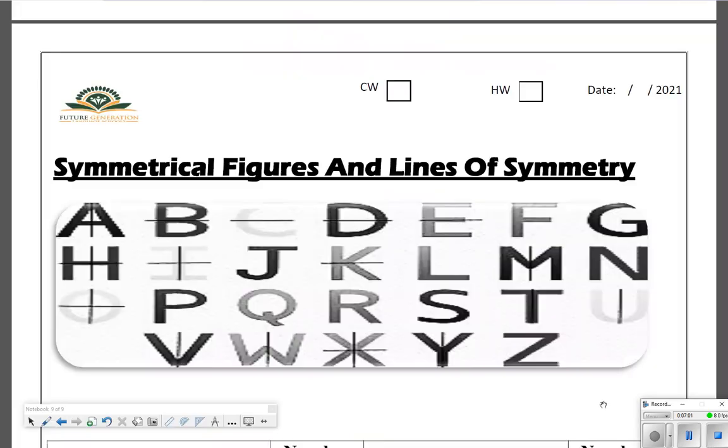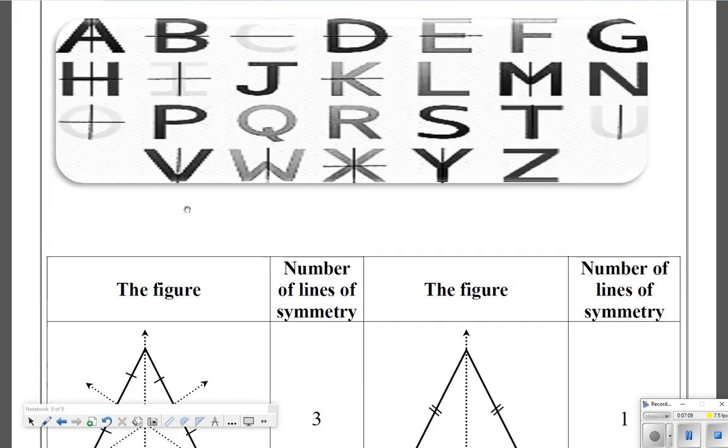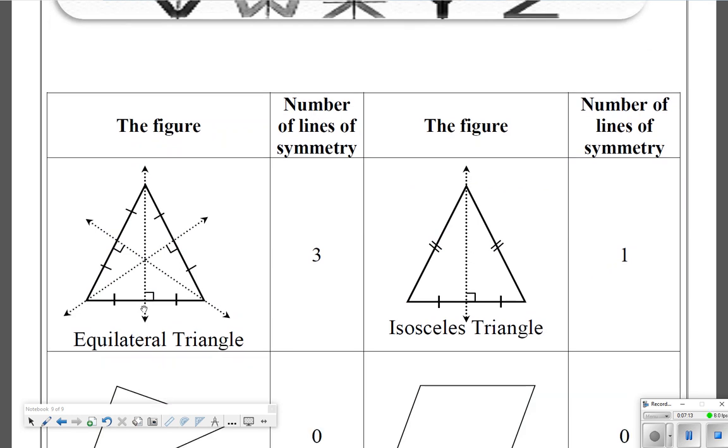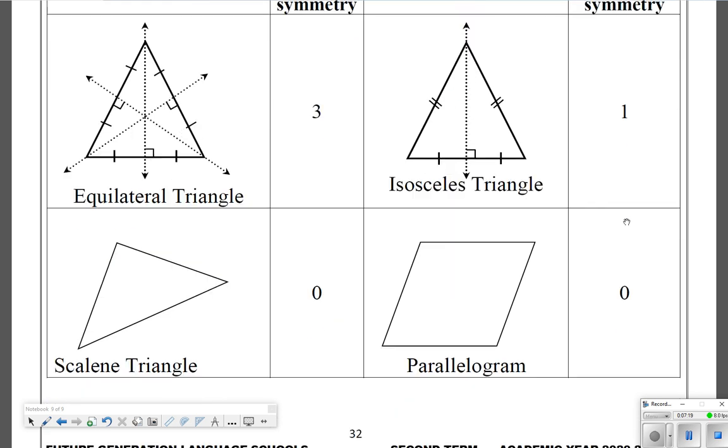Now open your booklet with me. We have symmetrical figures and line of symmetry. This is our lesson for today. Look with me. The equilateral triangle, we said it has 3 lines of symmetry. The isosceles triangle has just 1. The scalene triangle doesn't have any lines of symmetry, 0.